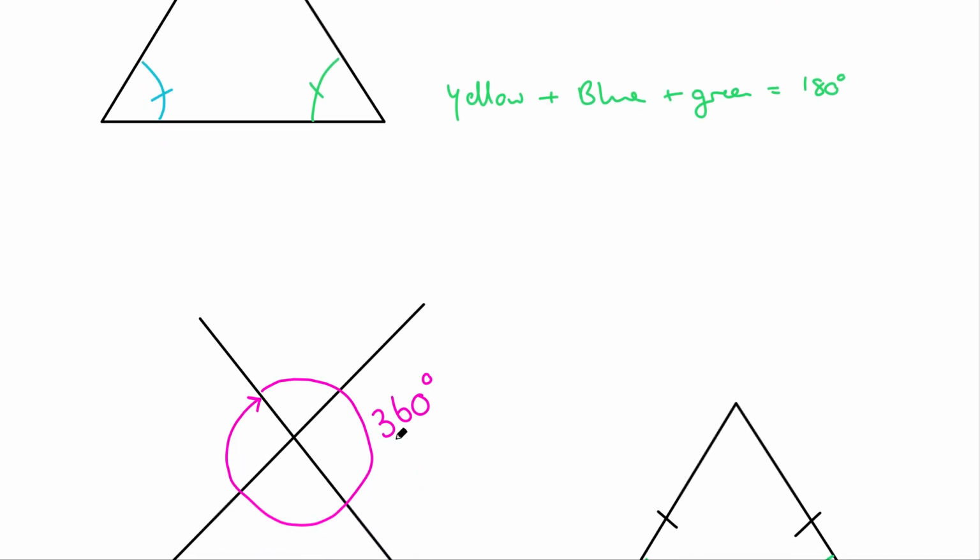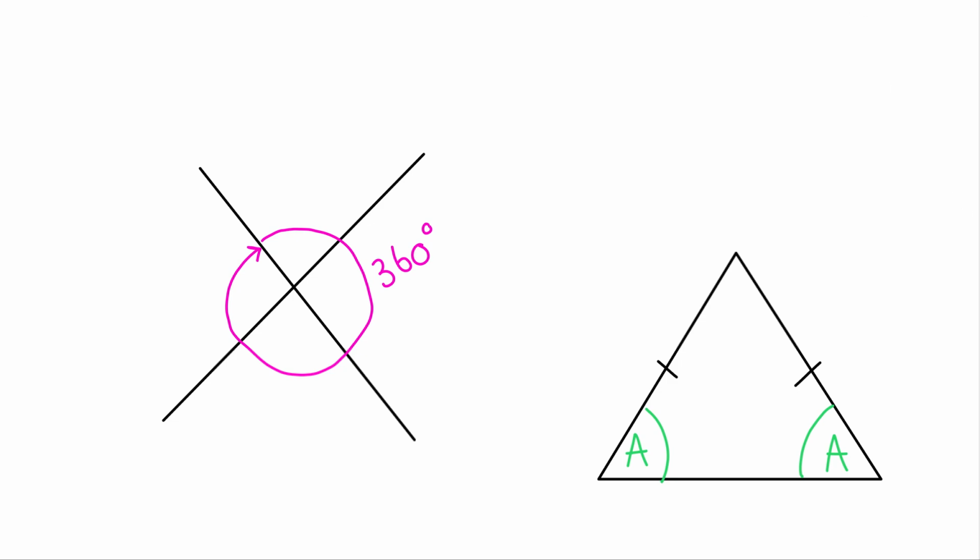If you can draw a full circle, you've got 360. And we learnt about isosceles triangles, where the two sides are equal, and if the two sides are equal, then the two angles are equal. So all of those rules, those facts, they are called theorems, and that's what you're applying in these questions.